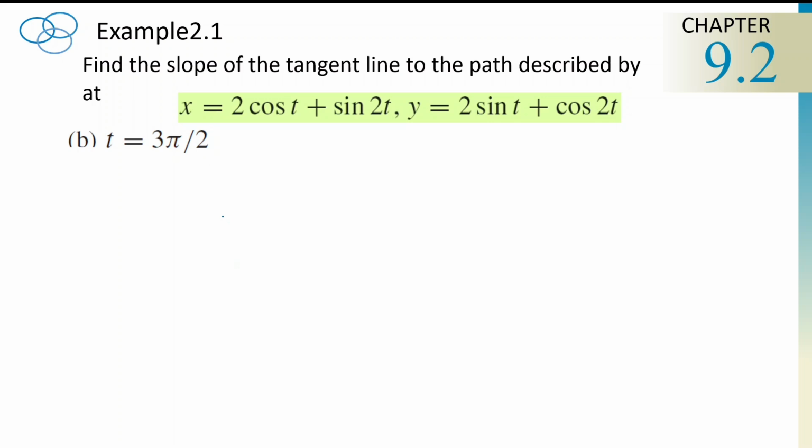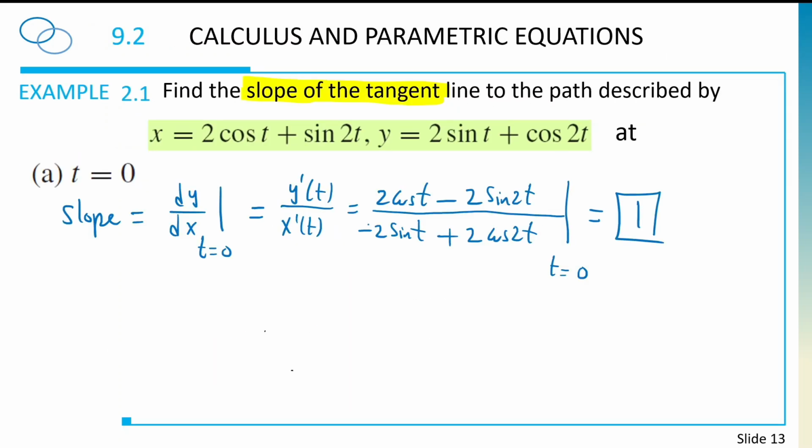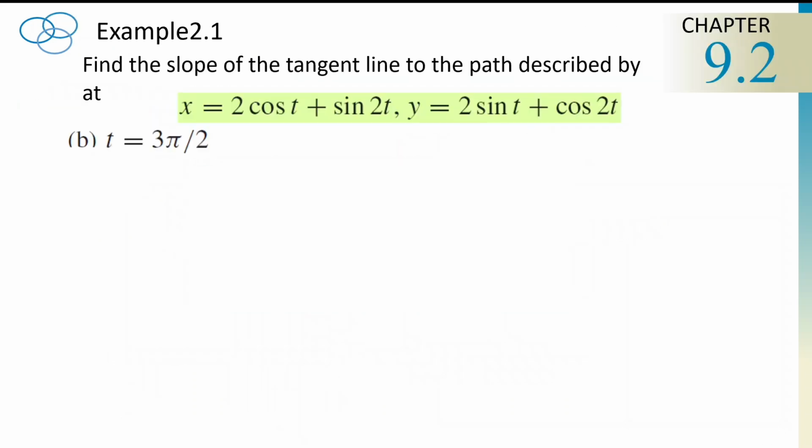Now see this one, which is exactly the same question, right? Just as the one before, but we've changed t this time. In the previous question, we had t equals 0, and we had the slope as 1. Now it's the same question, but we have t as 3 pi over 2. Now let's try to get what we have in this case. If it's 3 pi over 2, let's try.